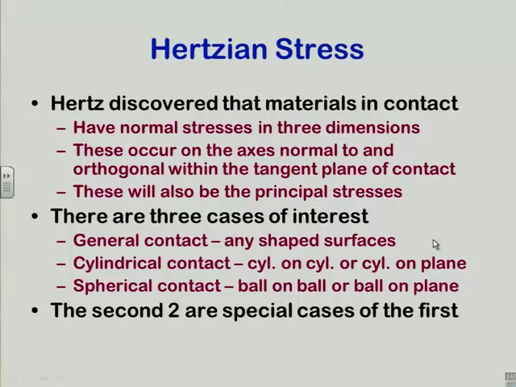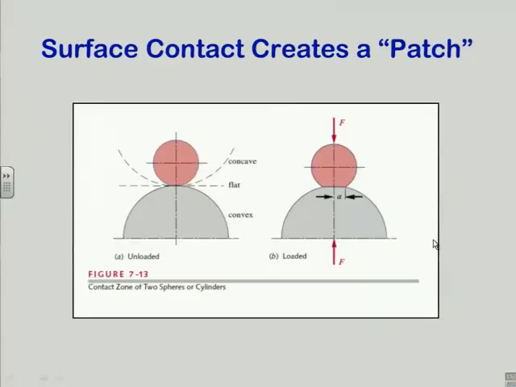And there are three cases of interest. The first is the general case where I have any shape against any shape. You know, football against basketball or whatever. Some, you know, weirdo shapes. Special cases within that are cylindrical contact, very common. I've got a roller running against another roller. That would be cylindrical contact. Or a roller against a plane, same thing. And spherical contact, very common: ball on ball, a ball on a flat plane, a ball on a circumferential plane, or whatever. So this is ball bearings, cylindrical bearings, and this is everything else. Okay? The second two are special cases of the first.